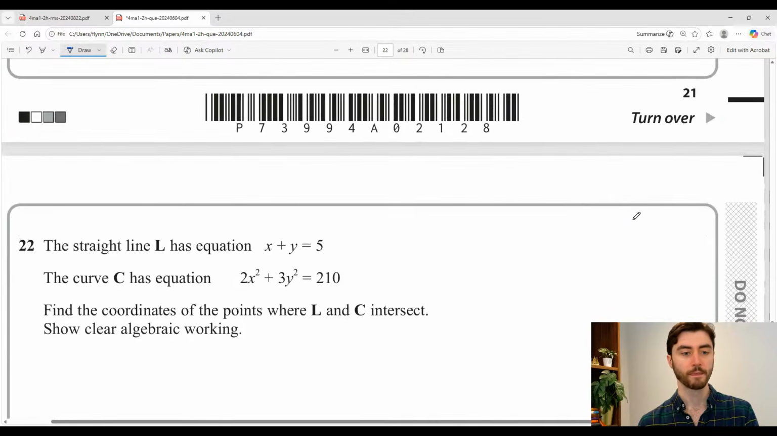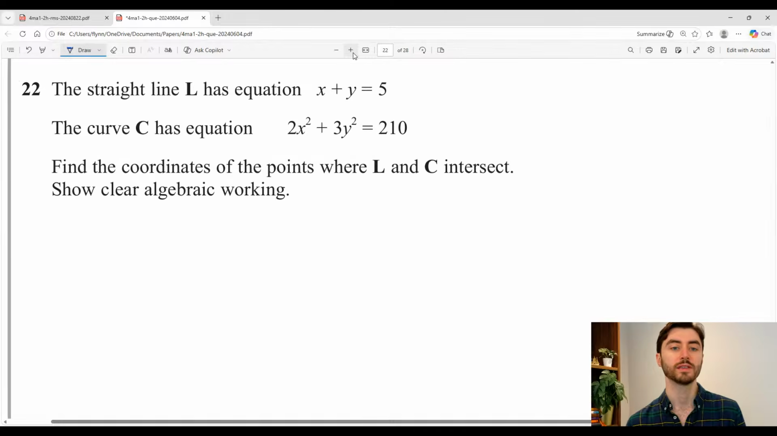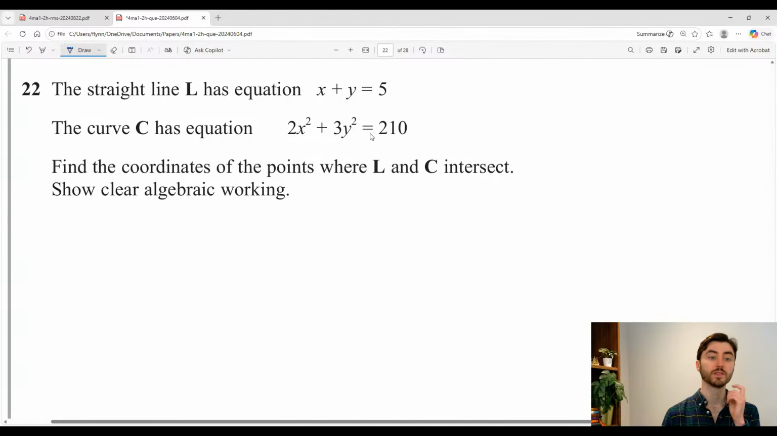27.3. Okay, question 22. The straight line has equation this, the curve has equation this. Where do they intersect? They intersect, so this is simultaneous equations. Those points of intersection are simultaneously solutions to both equations. So this is a quadratic simultaneous equation.